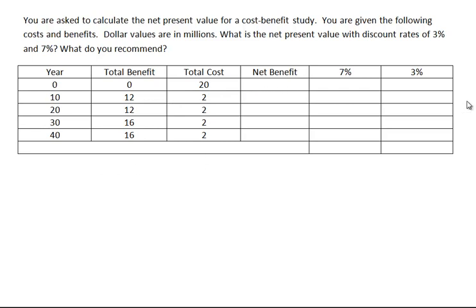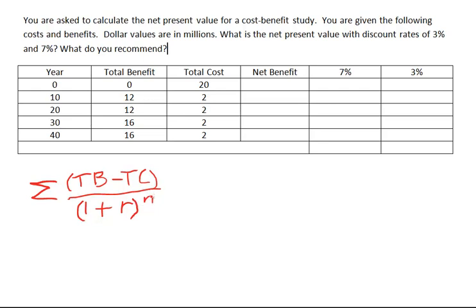Also, I should mention, let's put up our net present value calculation just to make it clear. Let's use red. So we're going to be looking at the summation. We're going to add them all together. So we're going to take our total benefit minus our total cost divided by, we have to discount it because money today is worth more than money in the future. So we want to have 1 plus R, where R will be our discount rate, to the power of the number of years.